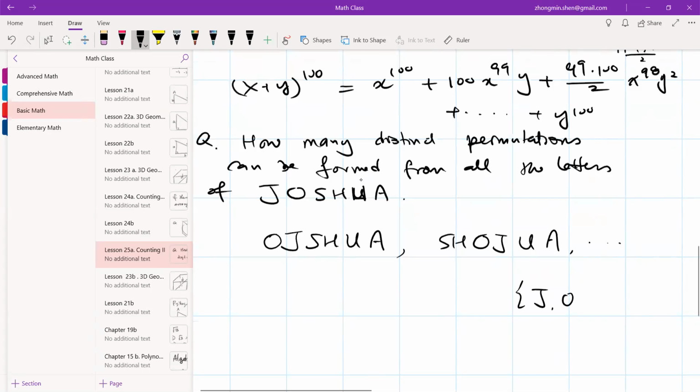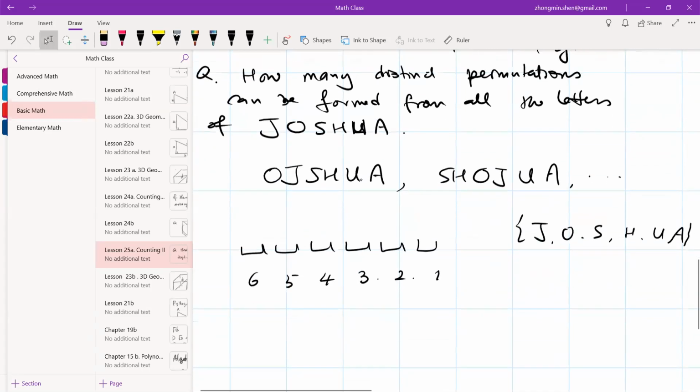Let's call the word J-O-S-H-U-A, okay? Then you put 6 places here. So you randomly pick one from this group of 6 letters. You have 6 choices. 6, 5, then 4, 3, 2. Then only 5 left, then 4 left, then 3 left, 2 left. Then the last one has no choice. Just pick it up.